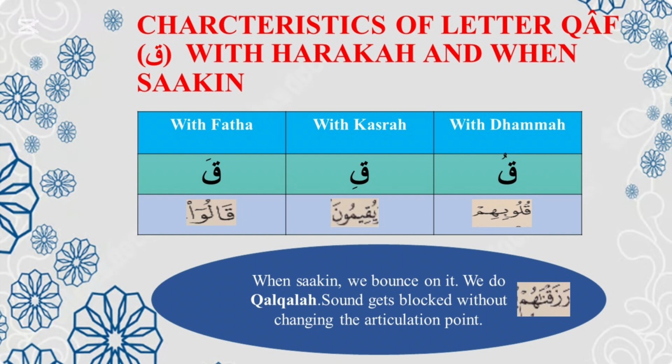When the letter Qaf is sakin, we bounce on it, meaning we do the qalqala on it. In the previous session, this has been discussed in detail. Here, just a quick recap. Without changing the articulation point, the sound gets blocked. If we don't bounce the sound, it doesn't get out. We have to release the sound, and that is the qalqala. And here it is not read as, for example, in the word falaq, but what we have to do then is falaq.